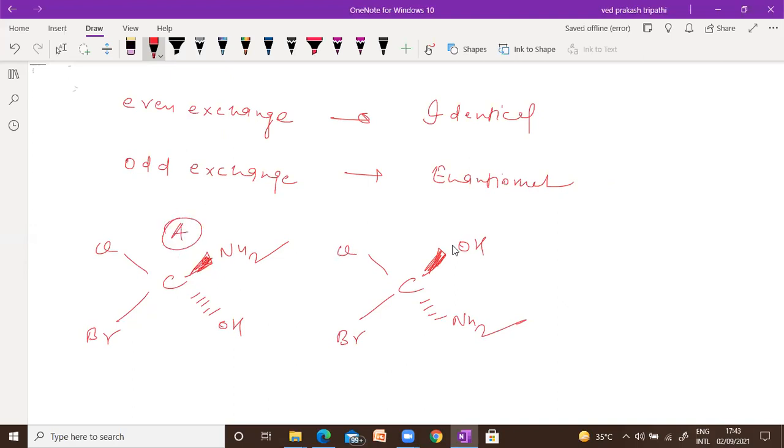This is A, this is B. My question is, what is the relationship between A and B? Tell me. What is the relationship between A and B? Yeah, I will discuss one by one. Yes Ronak, just wait. When I discuss multiple chiral center questions, then I will explain about exchange. Don't worry about it. I will make this very, very clear.